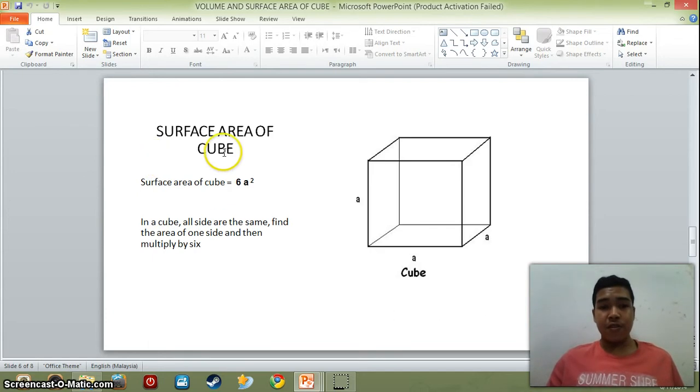Next is the surface area of a cube. To find the surface area of a cube, what we need to do is 6 times a squared. A is actually the side of the cube. In a cube, all sides are the same. Find the area of one side and then multiply by 6.